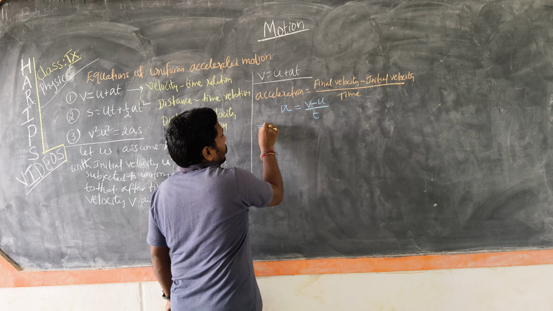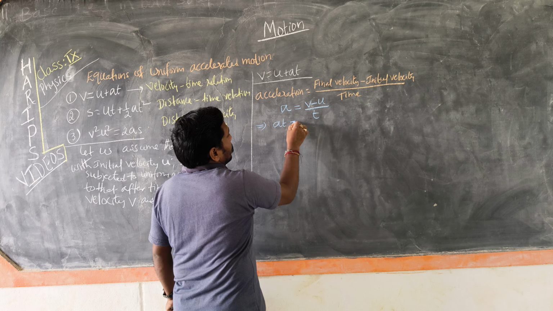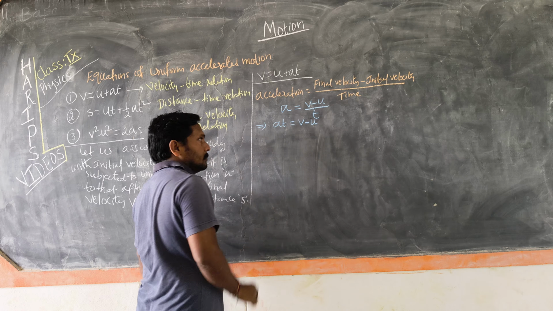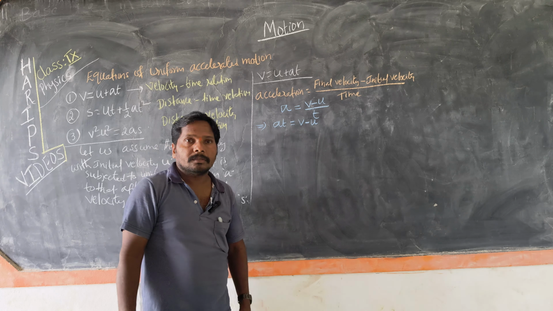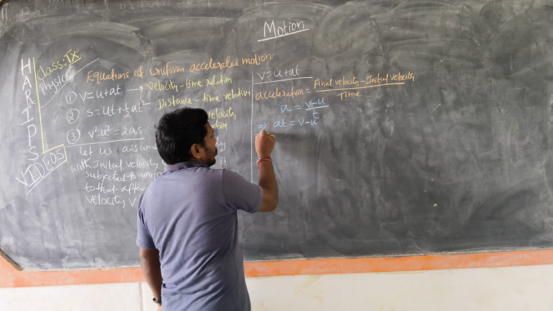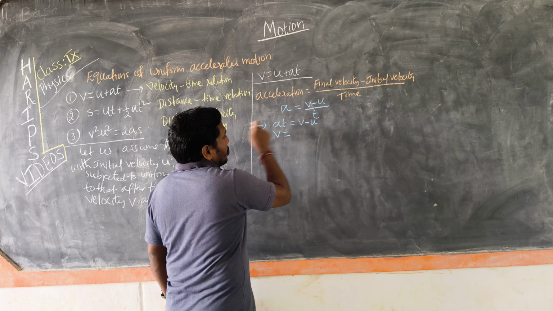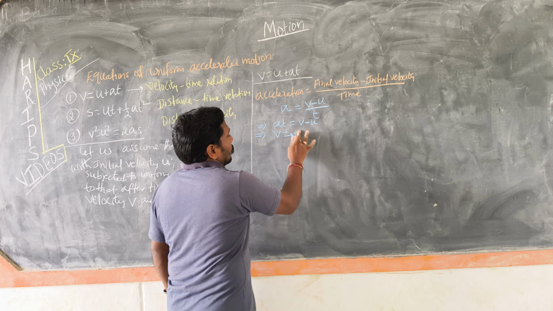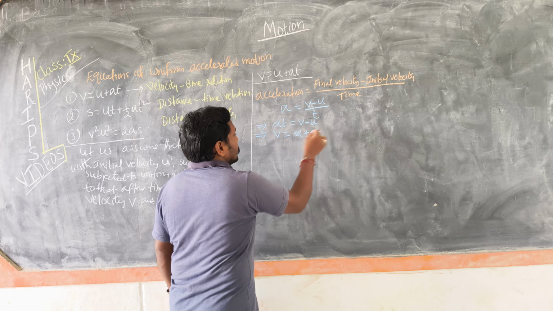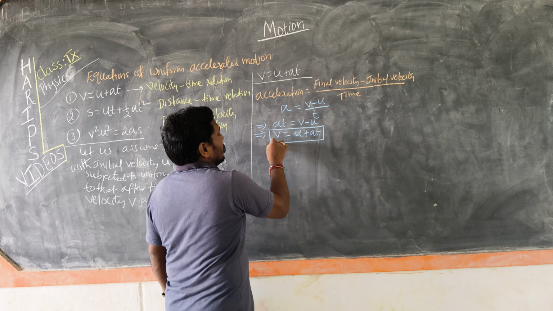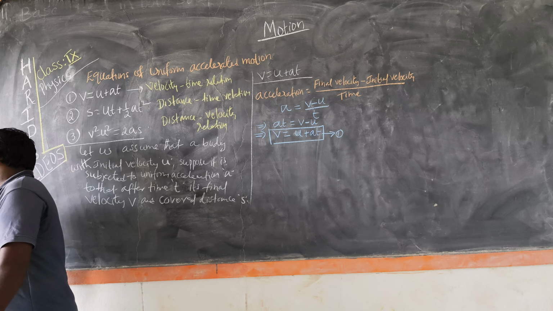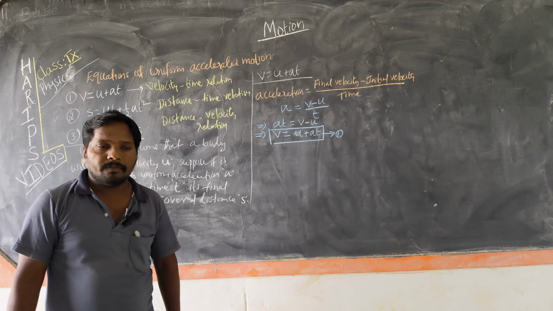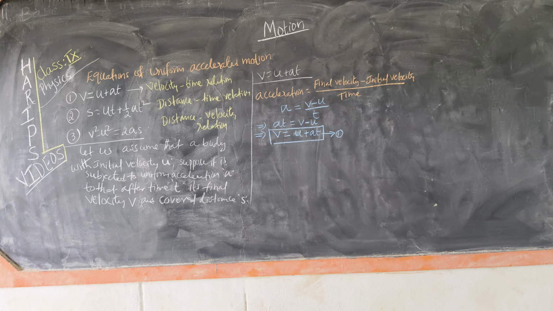So we can write at equal to v minus u. From this, we can write v equal to u plus at. So we have derived the first equation.